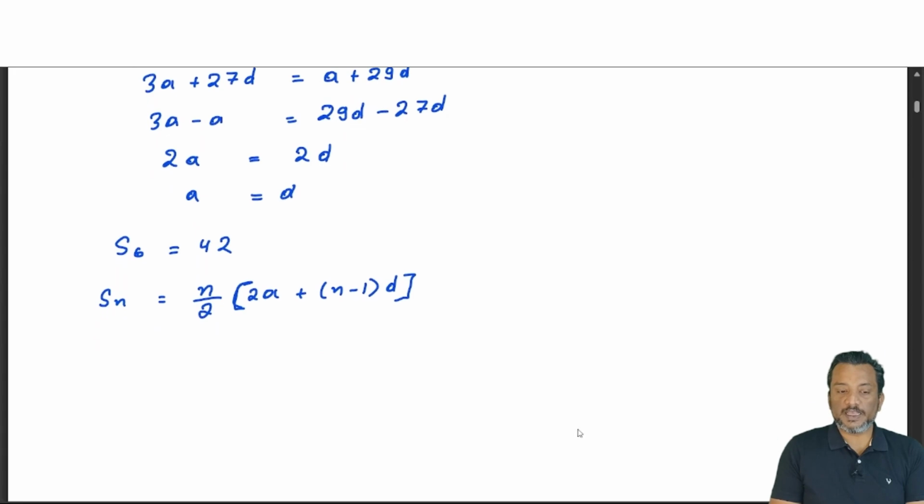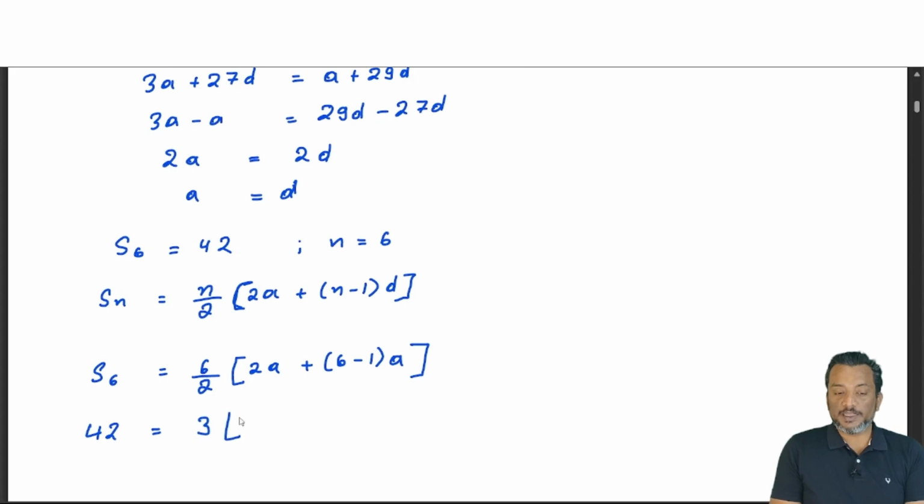So here we can substitute. n is equal to 6. So we can substitute here, S6 is equal to 6 over 2, and in place of 2a we will write 2a, and in place of n we write 6 minus 1, and d and a are both equal, so we can say here a. Now the sum of 6 terms is 42, and 6 over 2 you will get 3, and here you can solve. So 2a plus 5d.